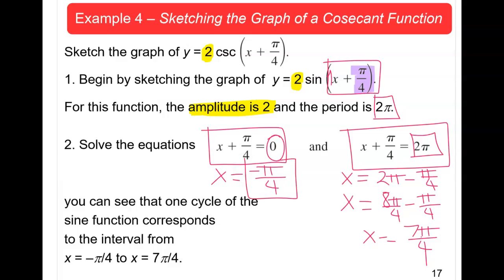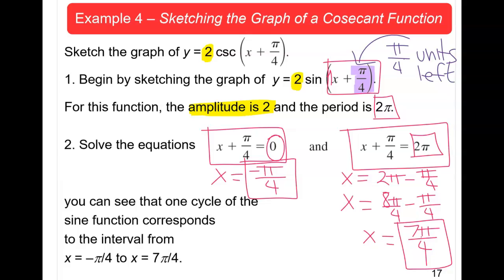So that will be based on this phase shift. One complete period will start at negative pi over 4 and it will finish at 7 pi over 4. And in fact, that is because this pi over 4 made the graph, the parent function, move not x, but pi over 4 units to the left. That is what occurred. And so we have here also two of our key points. Since we're graphing sine, those two are actually going to be x-intercepts, both of them.